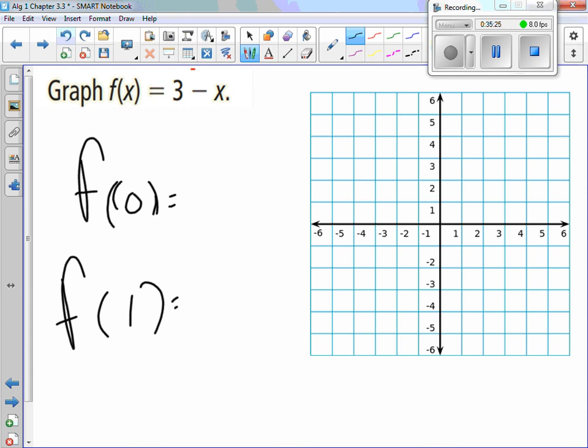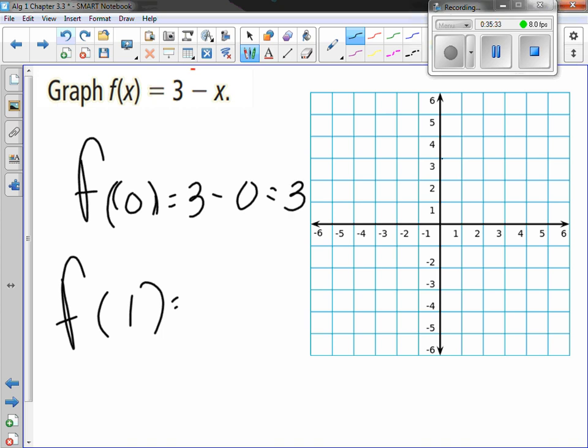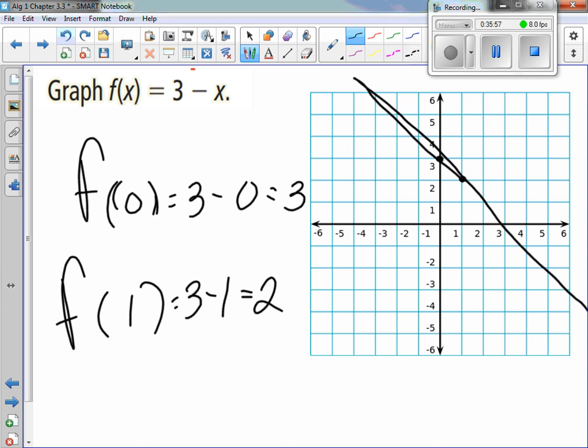So what would f of 0 be? It would be 3 minus 0, which would be 3. So we have 1 point at 0, 3. When x is 0, y is 3. Yes? Now let's find the other one at f of 1. Well, this would be 3 minus 1. So 1, 2. Anytime we get 2 points, we can draw a straight line through it.